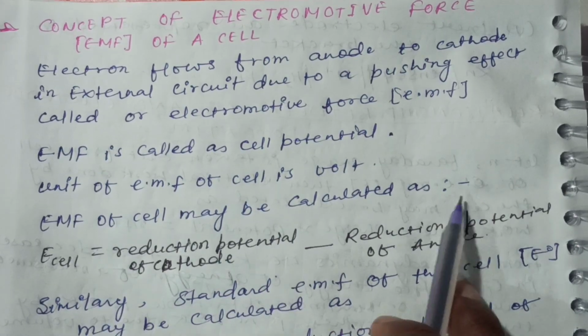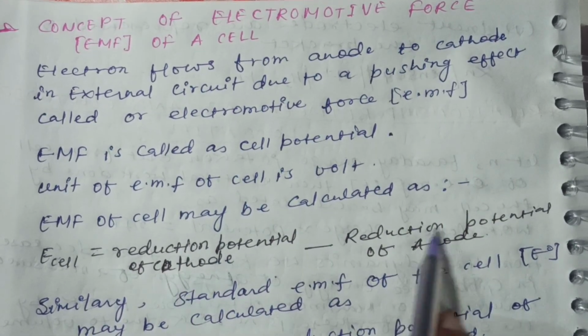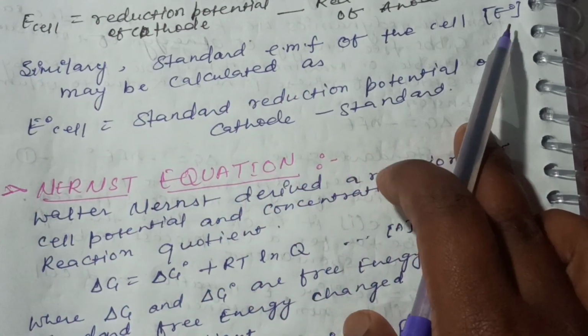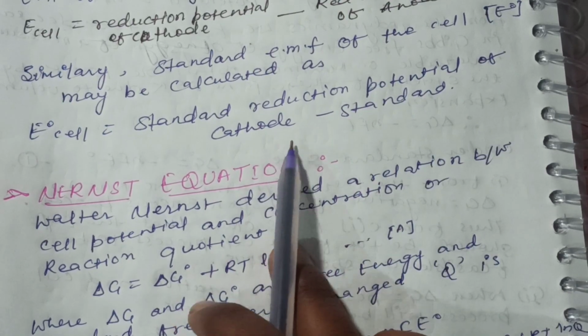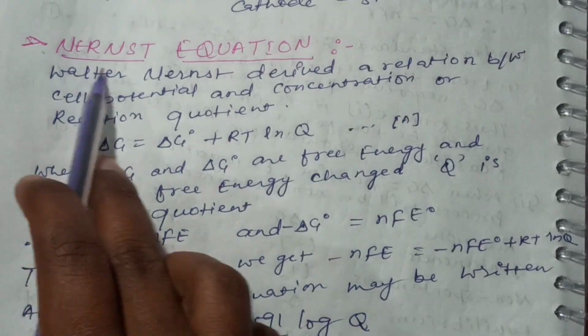EMF of a cell may be calculated as E cell is equal to reduction potential of cathode minus reduction potential of anode. Similarly, the standard EMF of the cell, E naught, may be calculated as E naught cell is equal to standard reduction potential of cathode minus standard reduction potential of anode. Nernst equation.